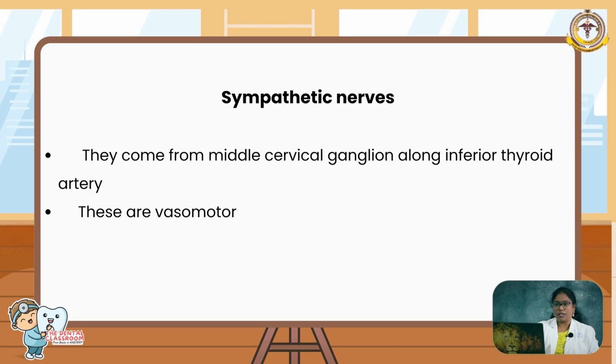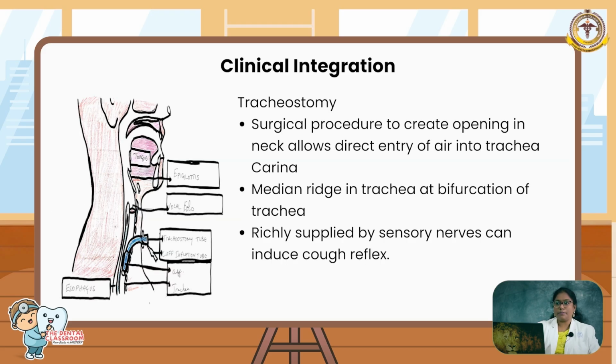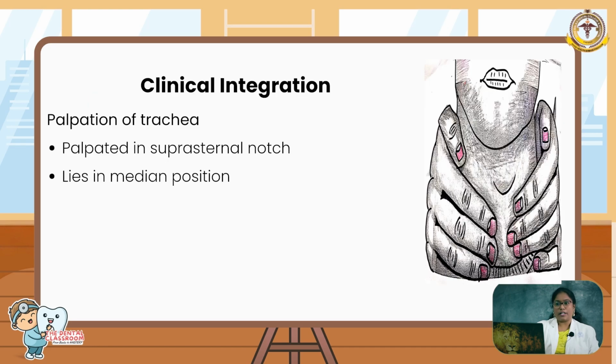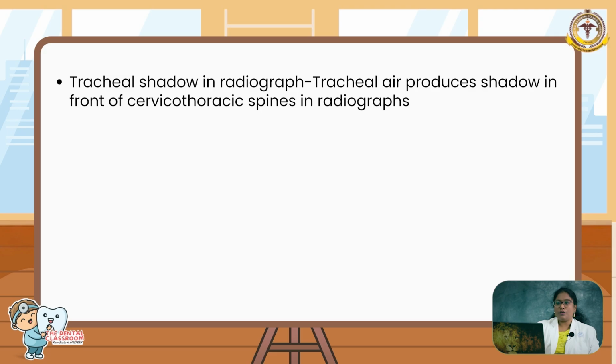Clinical aspect: tracheostomy, a surgical procedure to create an opening in the neck, allows direct entry of air into the trachea. Carina, a median ridge in the trachea at its bifurcation, is richly supplied by sensory nerves and can induce the cough reflex. Palpation of the trachea: it is palpated in the suprasternal notch and lies in the median position. Tracheal shadow in radiograph: the trachea appears as a translucent shadow in front of the cervicothoracic spine.